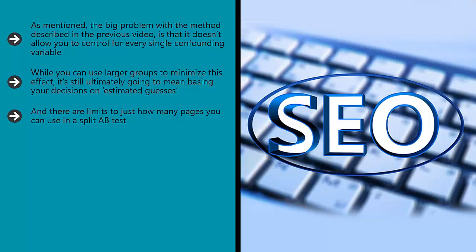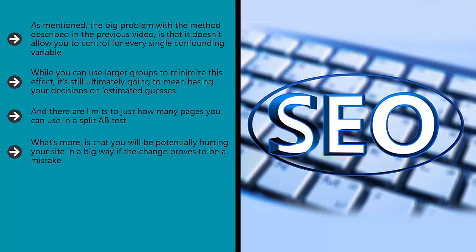If you're going to be changing the results across hundreds of pages on your site, then this will involve a lot of work. What's more is that you will be potentially hurting your site in a big way if the change proves to be a mistake. The whole point of A/B testing is to conduct the experiment in a controlled manner. So what can you do?